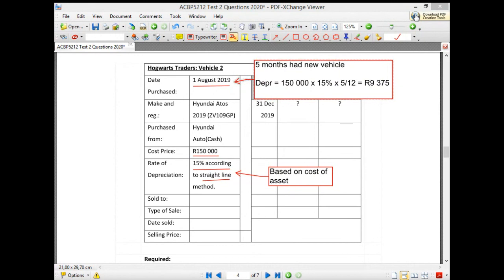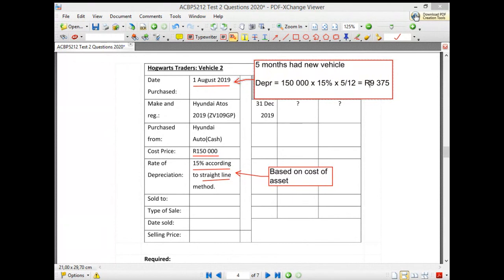You can also show it separately at the bottom. You don't have to show it in the T account, but just show your working somewhere in your test, so that if you make a mistake, I can still give you between 50 to 75% of the marks, which will help you pass the paper. Okay, so that's the rationale behind it. Does that answer your question?